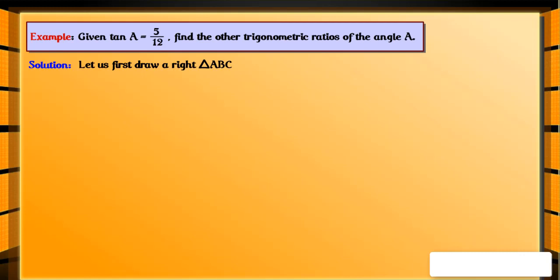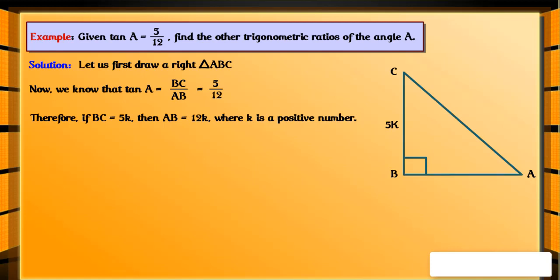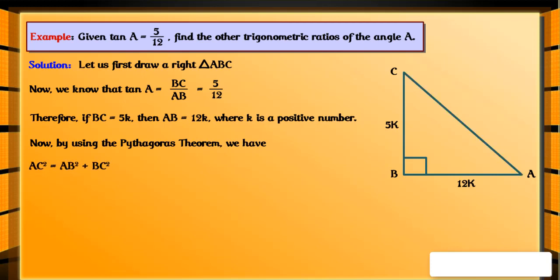Let us first draw a right triangle ABC. Now, we know that tan A is equal to BC upon AB, is equal to 5 upon 12. Therefore, if BC is equal to 5k, then AB is equal to 12k, where k is a positive number. Now by using the Pythagoras theorem we have AC square is equal to AB square plus BC square. This is equal to the whole square of 12k plus whole square of 5k, which is equal to 169k square. So by taking square root on both sides, we get AC is equal to 13k.